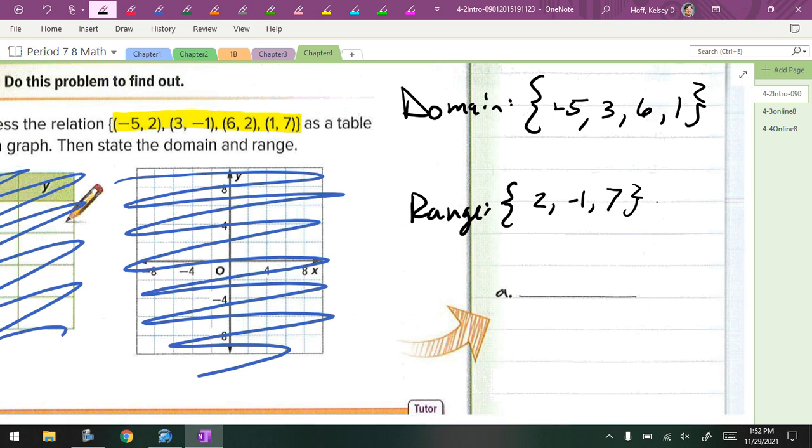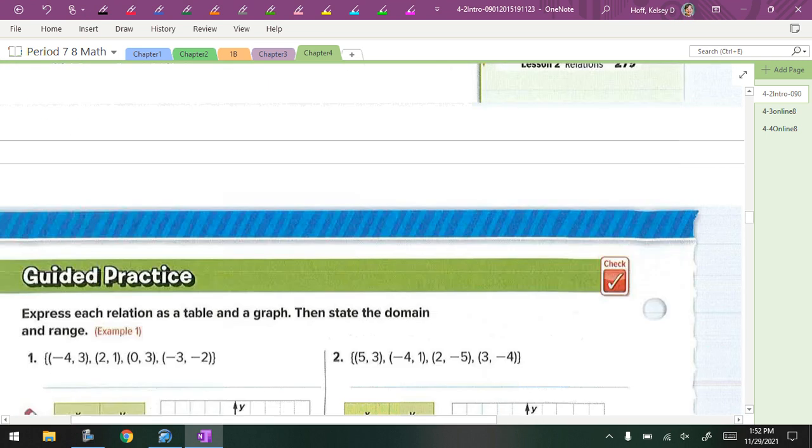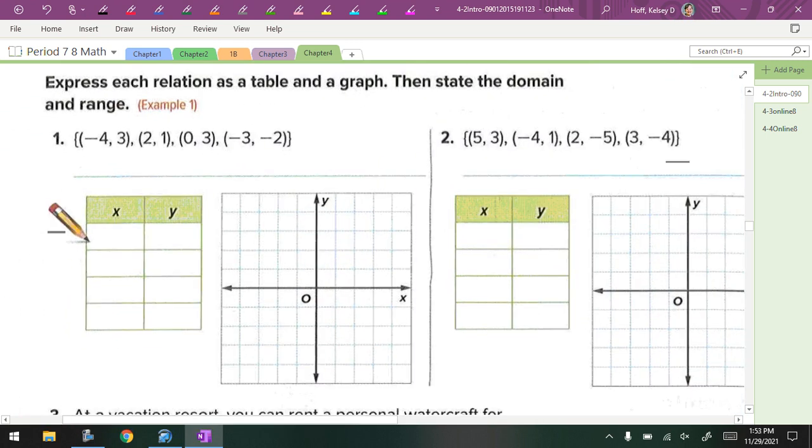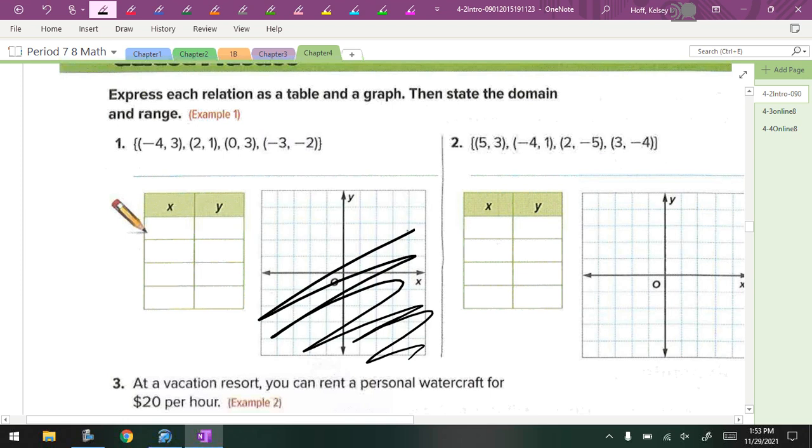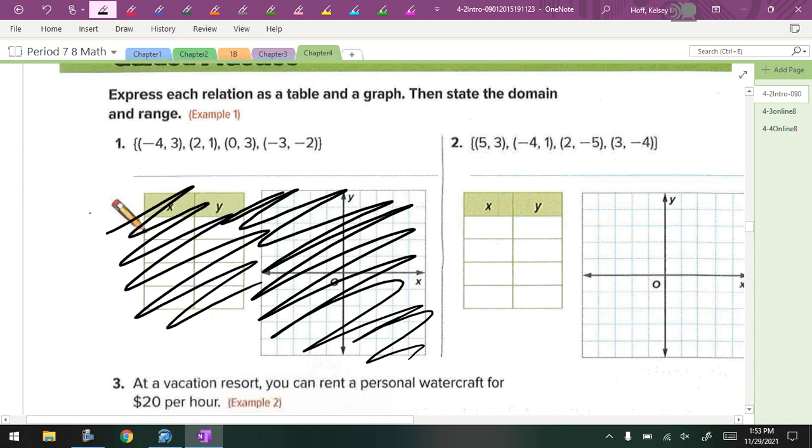Okay. Flip your page to guided practice. We're going to do another one just like this. Same thing, number 1 on guided practice. Don't do the table. Don't do the graph. Just list the domain and range.